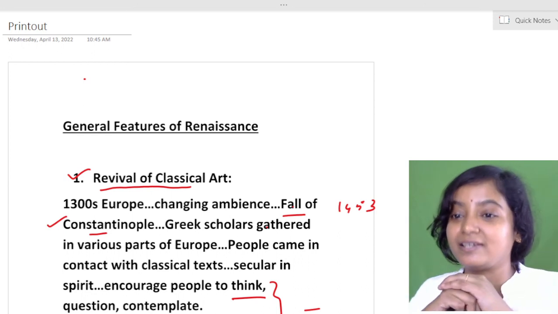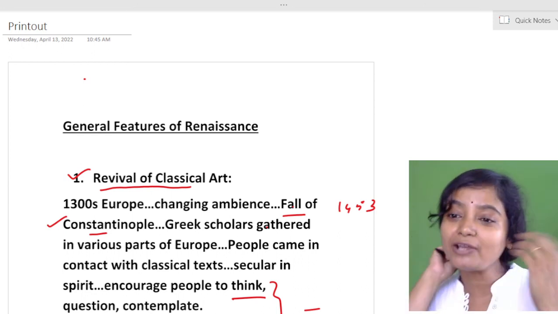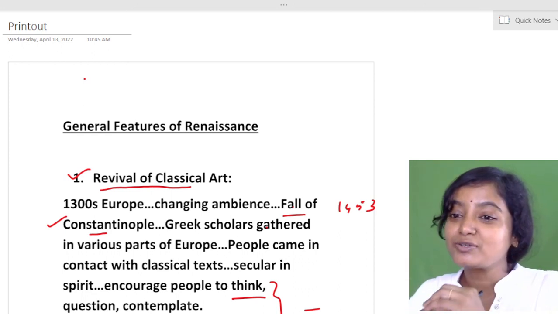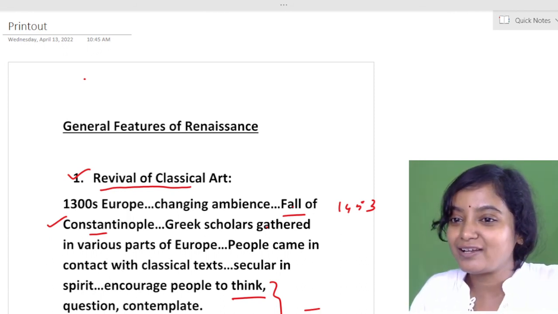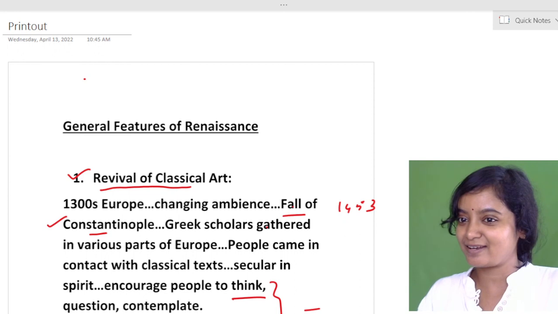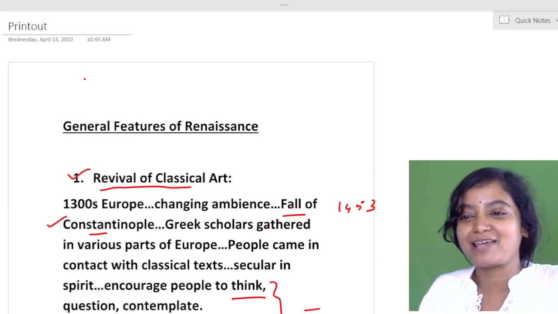Why not in other European countries? So in our next video we will discuss the convenient features that accelerated Renaissance in Italy first and gave it the priority.